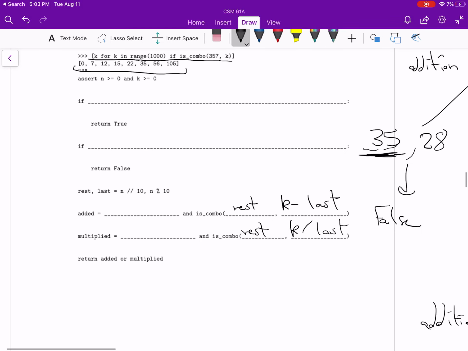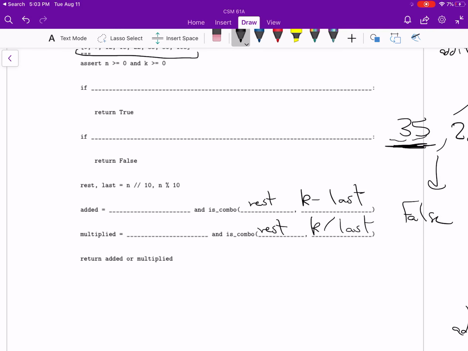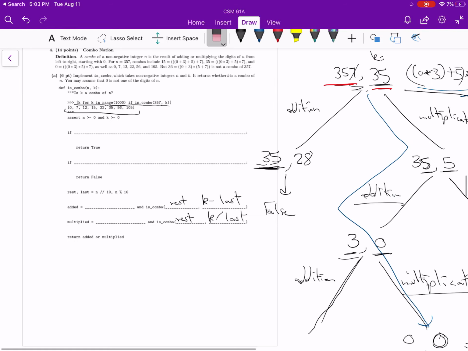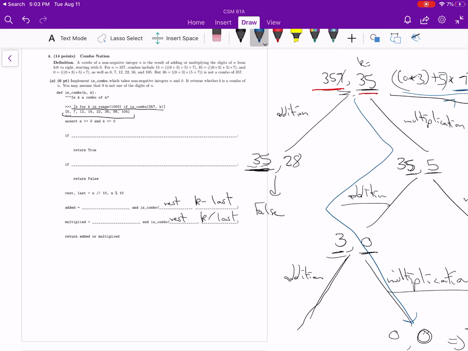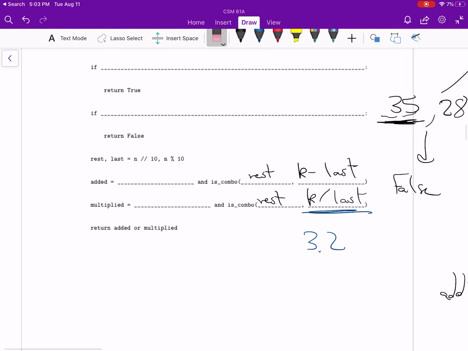Now there's a couple conditions that need to be true for us to actually be able to make these recursive calls. In the case of division, well, we know that if division was what happened, then we're going to get back an integer when we do k divided by last. If we get a decimal somewhere, well, you can't make decimals by just multiplying together whole numbers or adding. So that would not be possible. So we actually have to make sure that k was divisible by last.